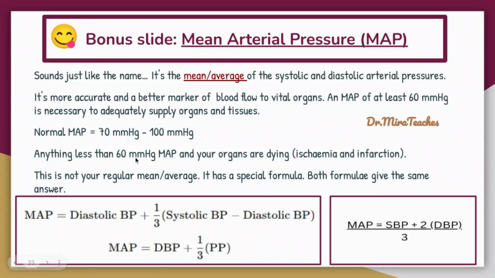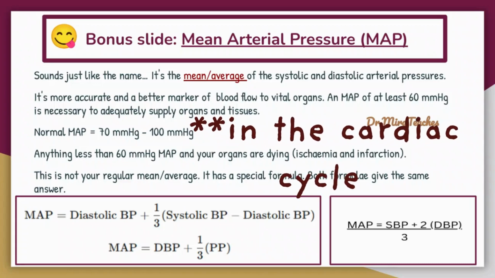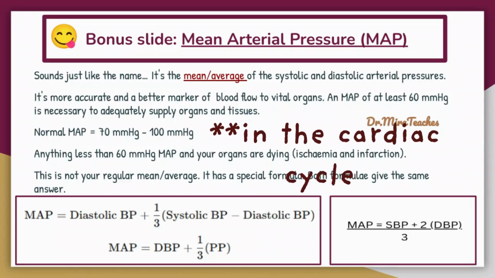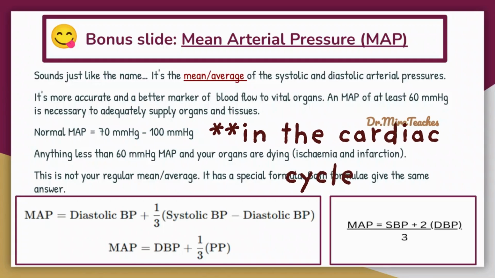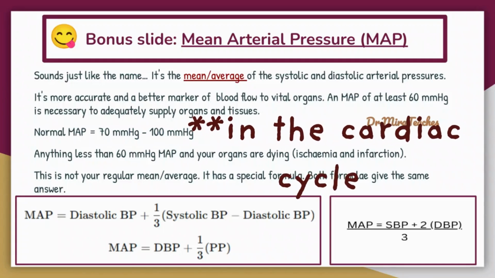So why is it that this isn't your regular mean or average? Why can't we just add your systolic and your diastolic arterial pressures and divide by two? Rather, it has this weird looking formula. The reason is because the diastolic phase is longer than your systolic phase. Do you see? You want your heart to have enough time to relax and fill with blood. That is why the diastolic phase is longer.